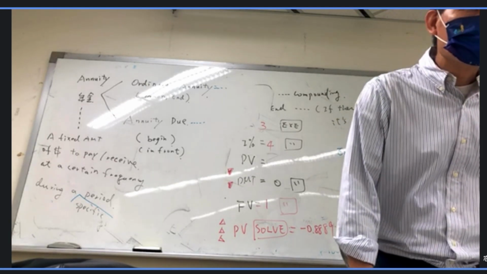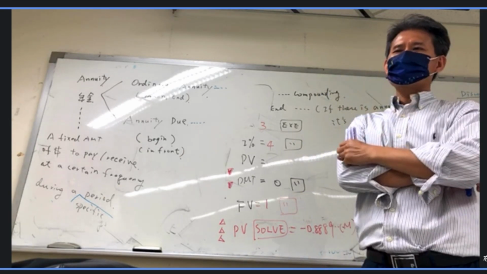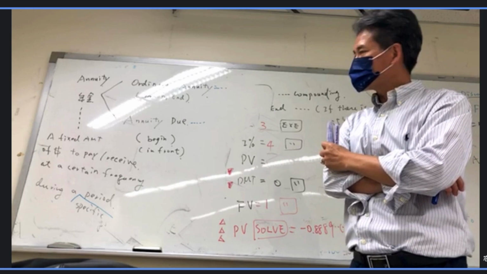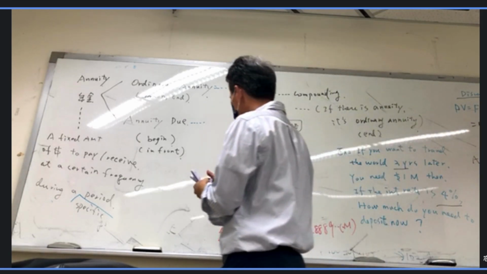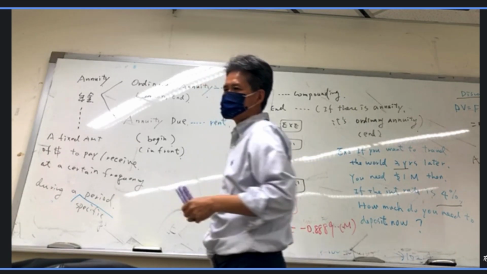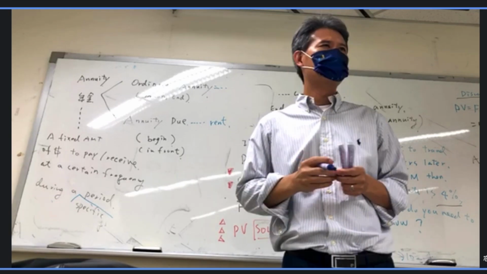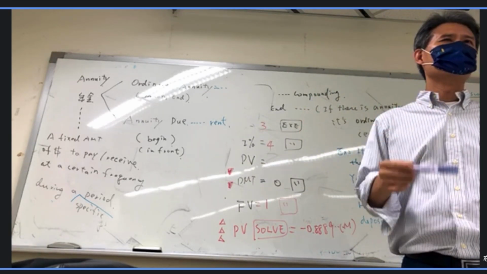Rent. So rent is which one? Annuity due, rent. So you pay in front. This is what I need. Anything else that you are aware of?